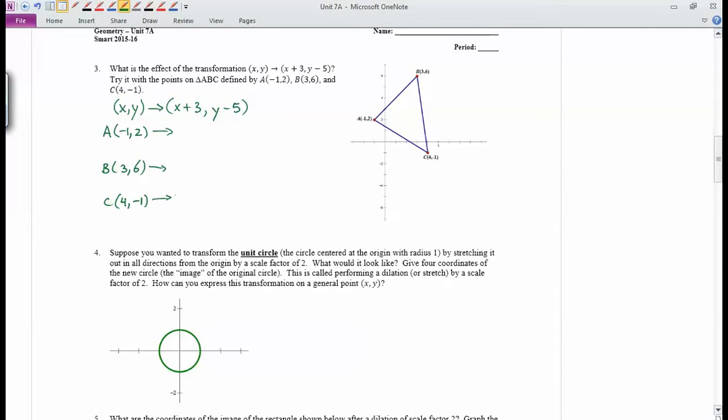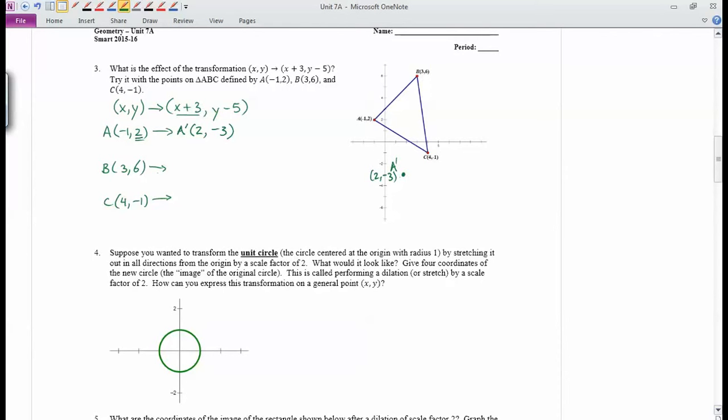Okay, so if I take negative 1, 2, if I take negative 1, that's the x, and I plug it in here, the new x value, the new first coordinate, will be negative 1 plus 3, that's going to be 2. Oh, and I'll call it A prime. So A prime will be 2, and then if I take the 2 and plug it in for y, I get 2 minus 5, negative 3. So A prime is going to be at 2, negative 3 right here.